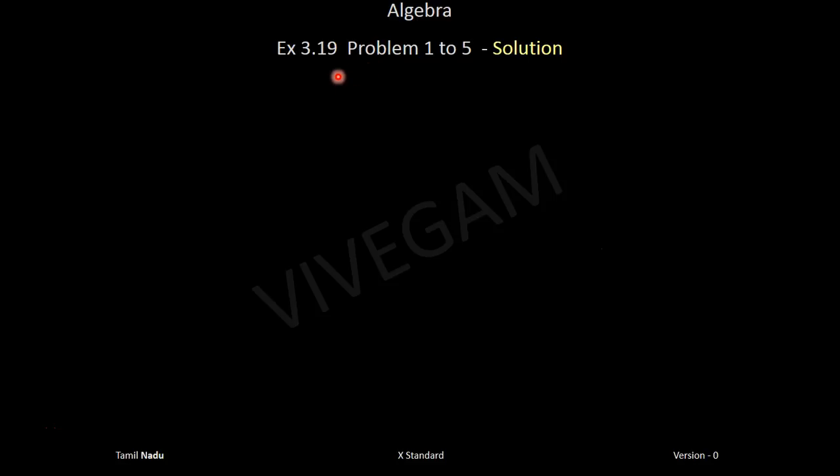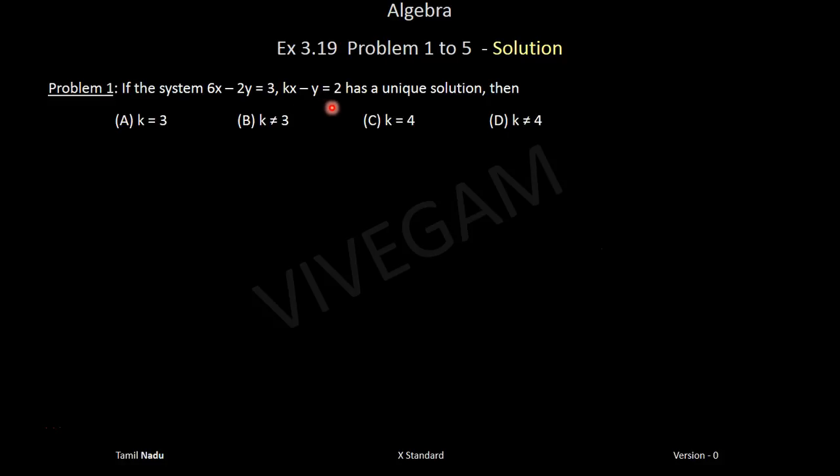Exercise 3.19, problem 1 to 5 solution. If the system of equations, that is 6x minus 2y equal to 3, kx minus y equal to 2, has a unique solution, then either k equal to 3, or k is not equal to 3, k equal to 4, or D option D is k not equal to 4.